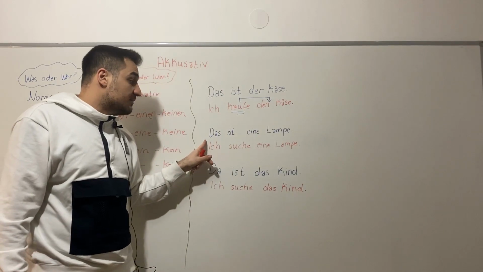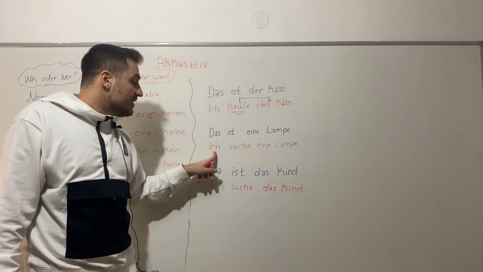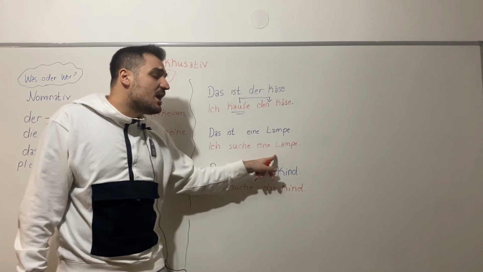In the second example here we can see, das ist eine Lampe. This is a lamp. And here in the accusative case we can say, ich suche eine Lampe.